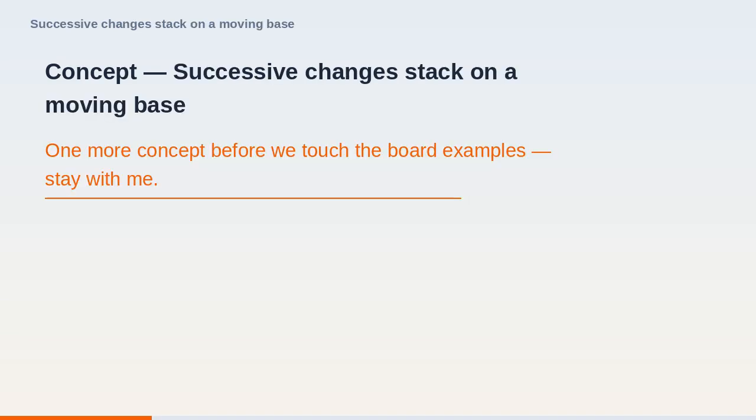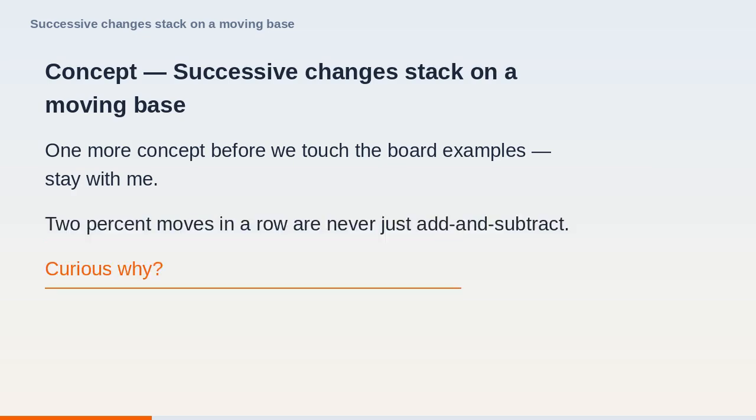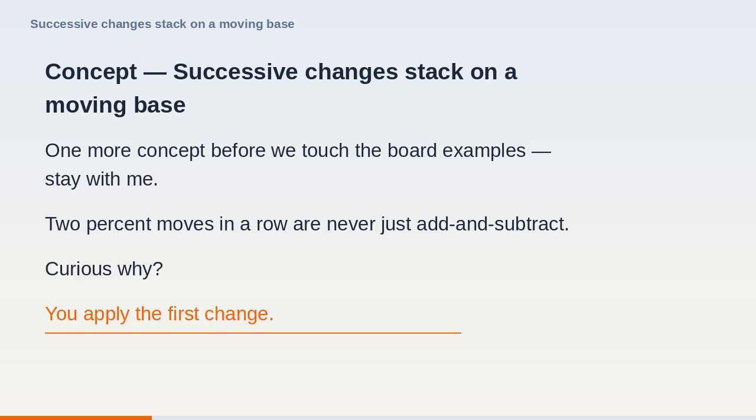One more concept before we touch the board examples. Stay with me. 2% moves in a row are never just add and subtract. Curious why? You apply the first change. Then the second change rides whatever is left. That is why plus 20 then minus 20 lands at 96. Not 100. Say it with me, first move, new base, second move. Forget that order and the option trap wins.